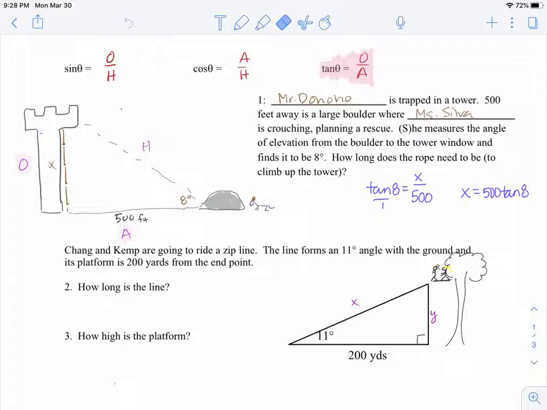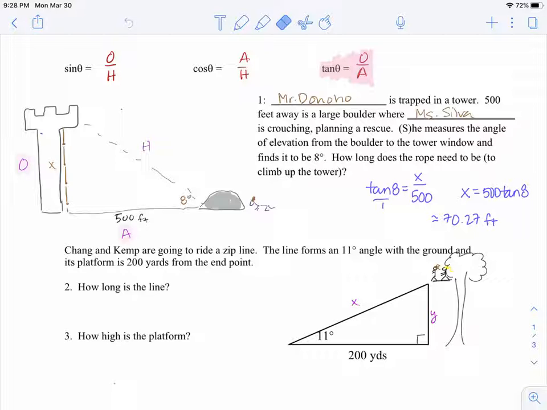And again, you can just put that into your calculator without doing anything. Just 500 tan 8, no multiplication symbol. And we're going to get that it is about 70.27 feet to climb up that rope.